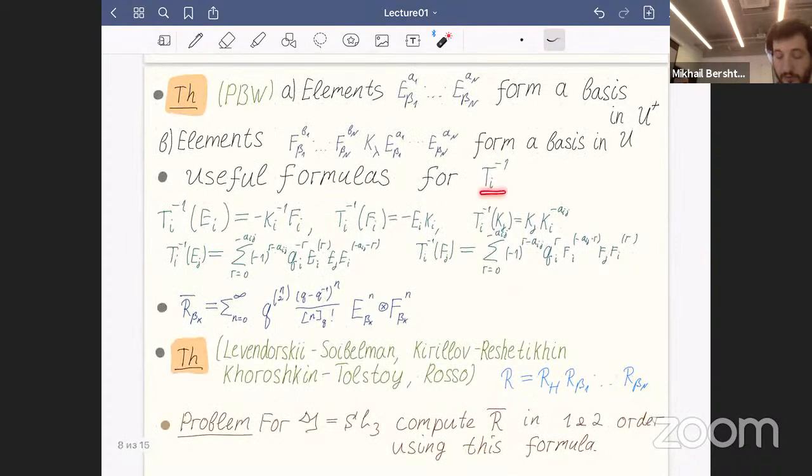Okay, so here I wrote the formula for T inverse just for completeness, but to say for the problem which I will give below.